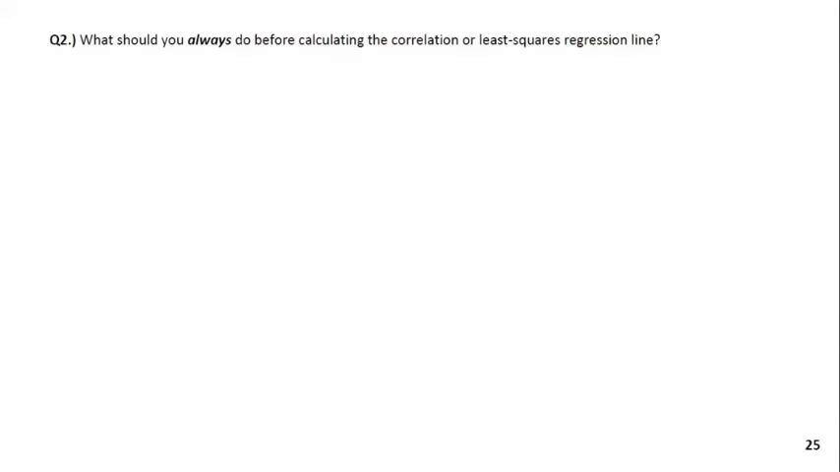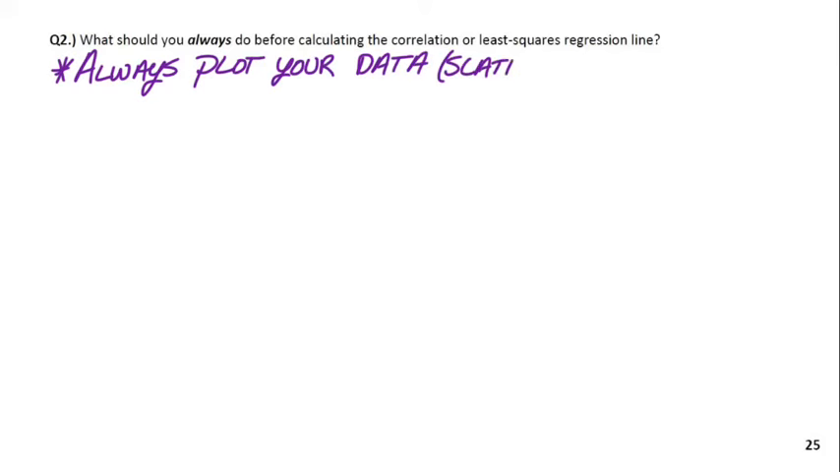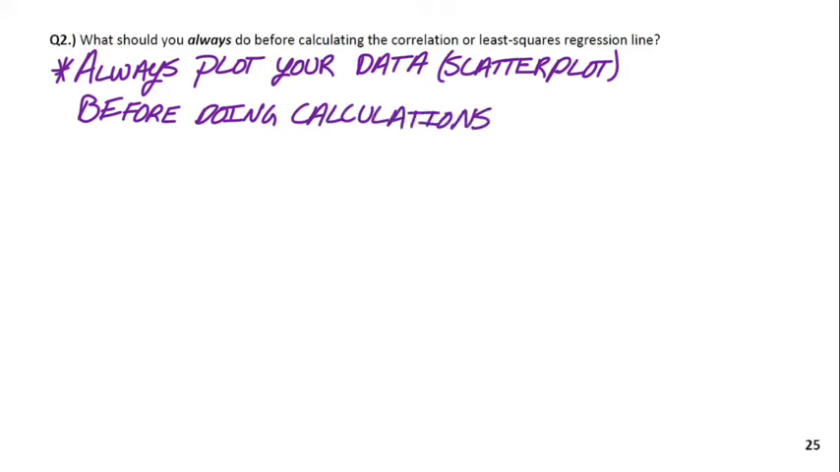Question 2. What should you always do before calculating the correlation or least squares regression line? Well, to see if a linear model is even appropriate at all, let's look at the scatter plot. That's the point I want to get across to you. So you should always plot your data, make a scatter plot. That's before doing any calculations.